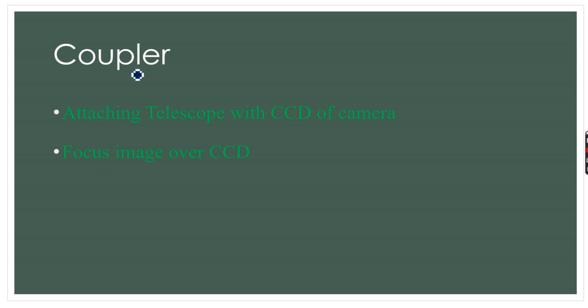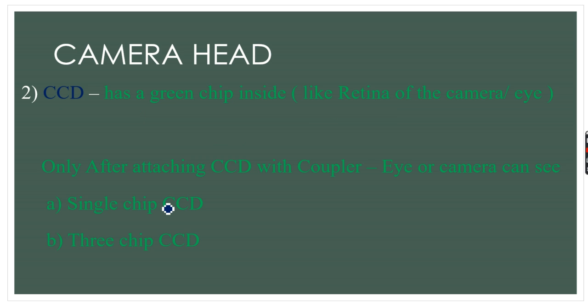And that's why this coupler has two functions. It attaches the telescope with the CCD of the camera and it focuses the image over the CCD for further interpretation. Now the next important part of the camera head is the CCD. It is visible as a slightly green chip inside, like we have a retina inside our eye, and the CCD is almost similar to the retina of the eye.